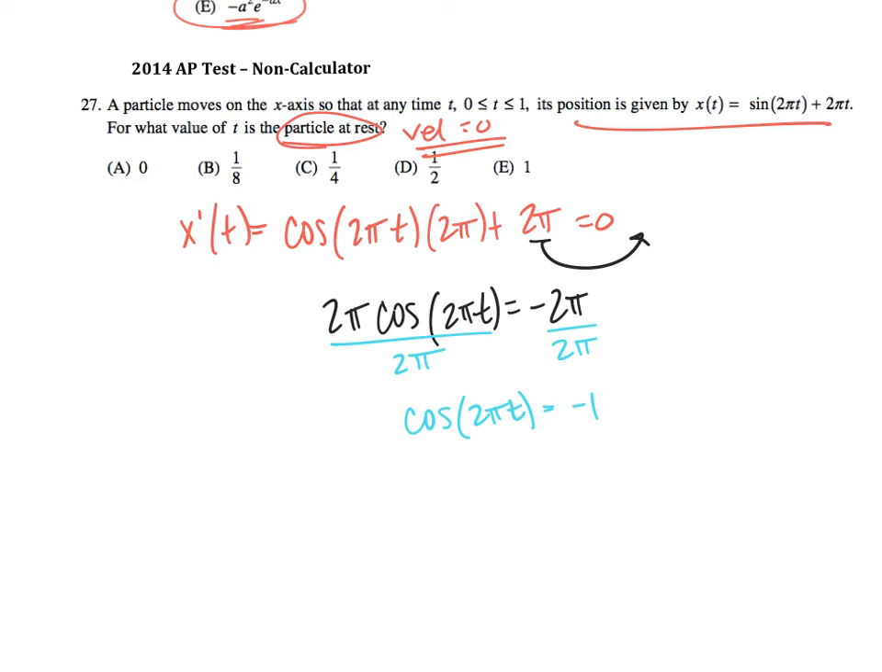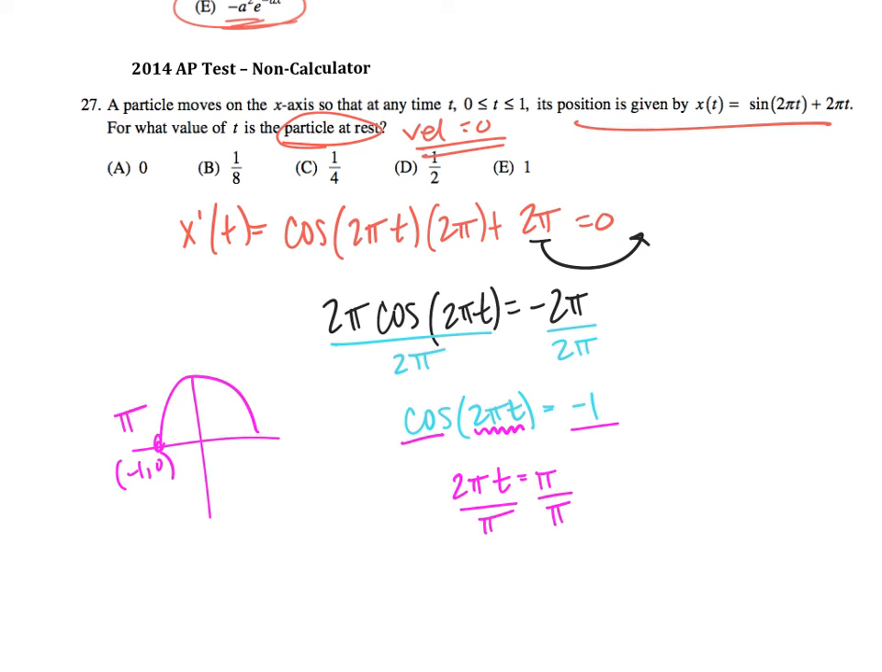And what we've got to think about here is when is the cosine equal to negative 1? Well, on a unit circle, the cosine is equal to negative 1 at pi. This is the coordinate negative 1, 0. So I need this quantity in here to be pi. So when is 2 pi t equal to pi? I could divide out my pi's. I can even divide my 2 with it just to get my t by itself. And I'd have t equals 1/2.